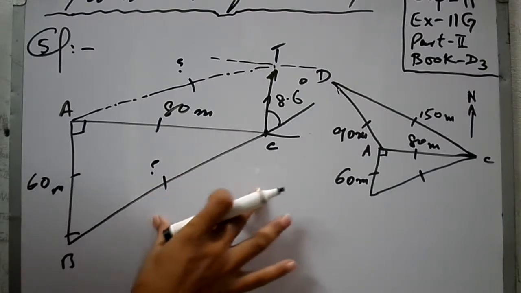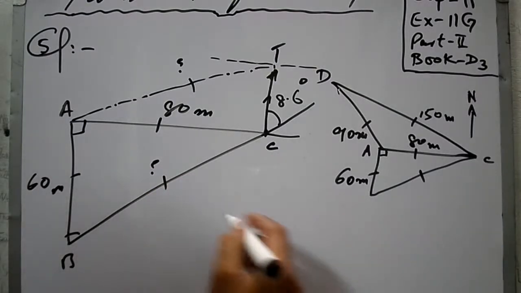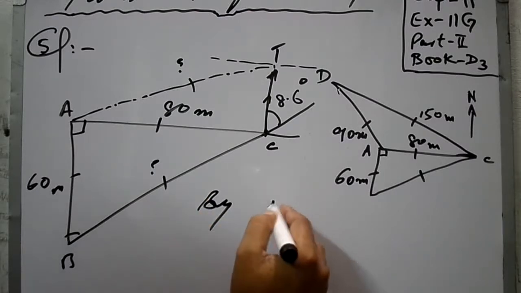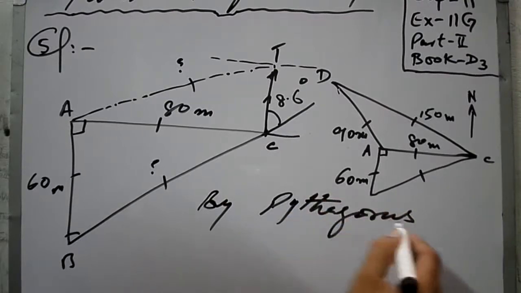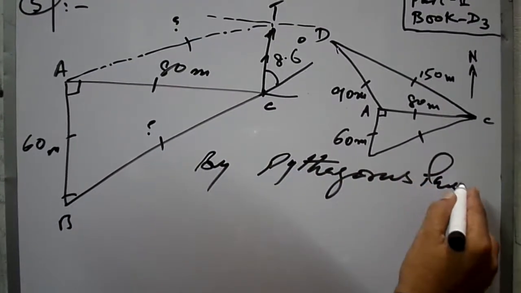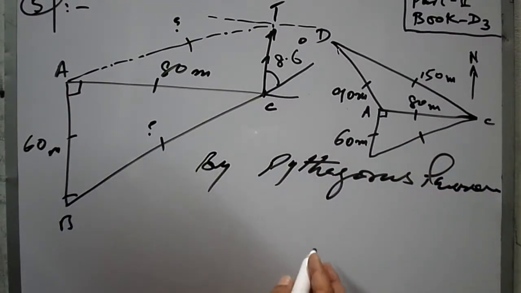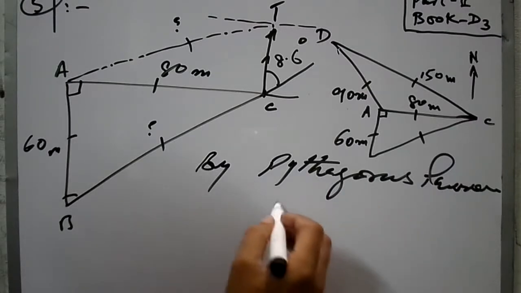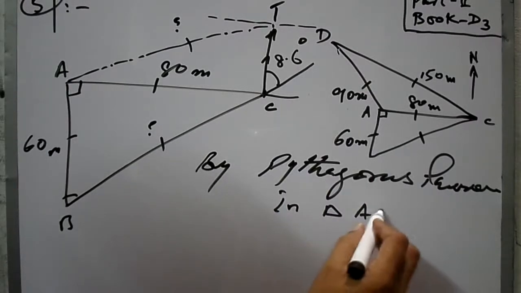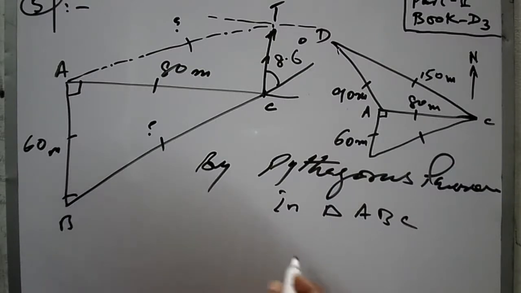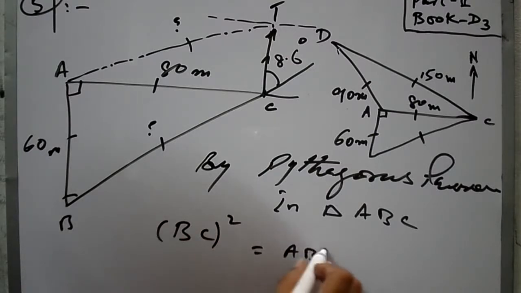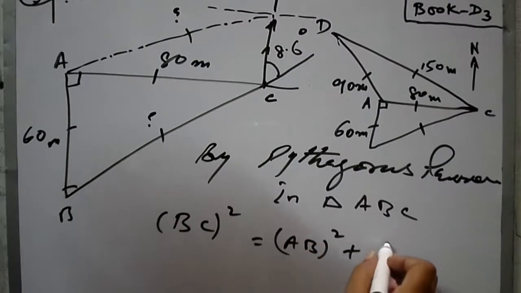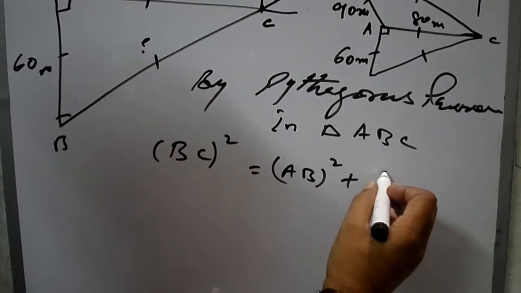So we have to find this, but before find this we have to first find this value, that is BC. So by Pythagoras theorem we have to find BC. By Pythagoras theorem, so that is in triangle ABC, BC, this is your hypotenuse, square is equal to AB square plus AC square.